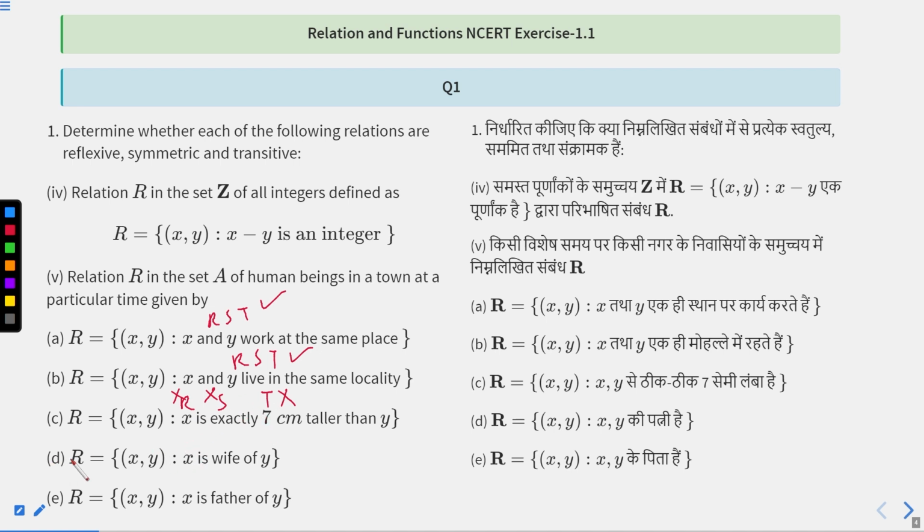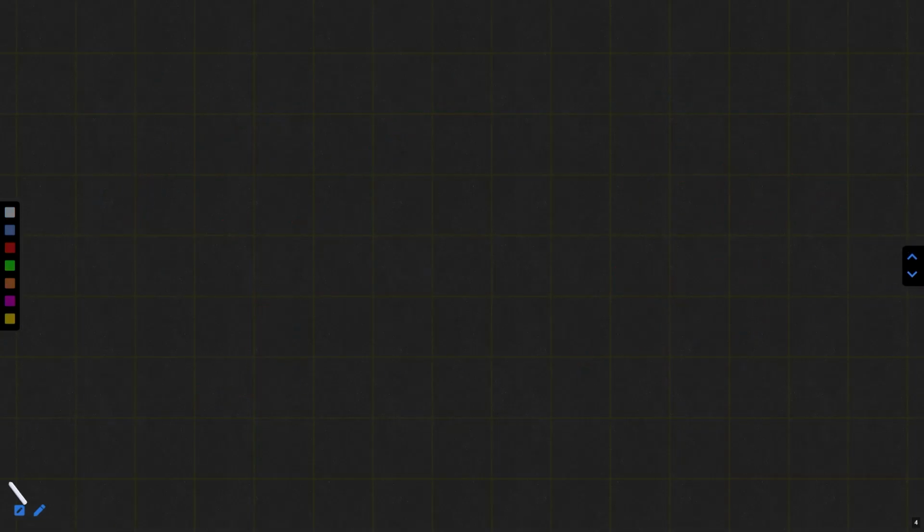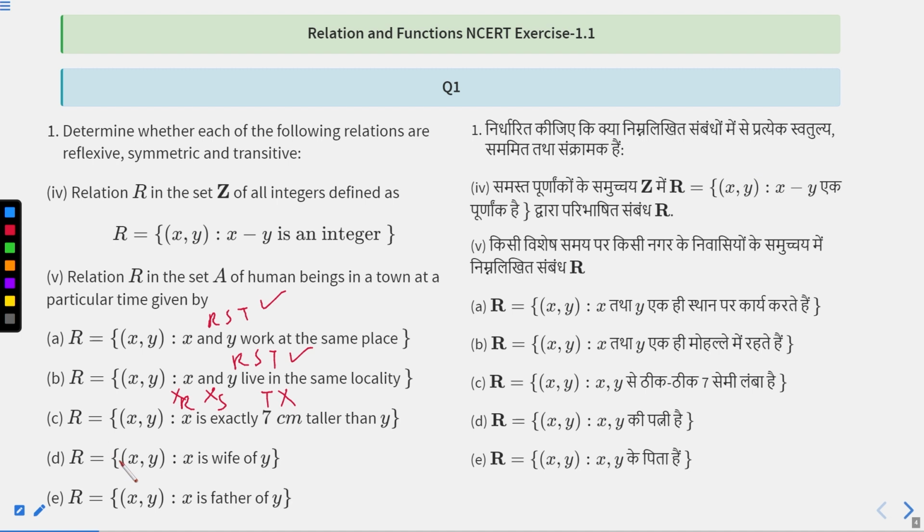Okay, now let's check D and E together. For D, the pair of persons is such that x is related to y if x is the wife of y.